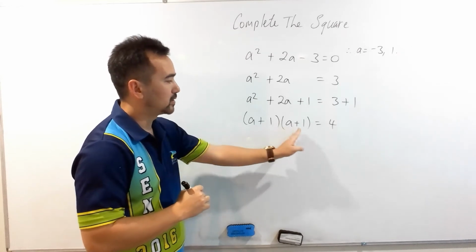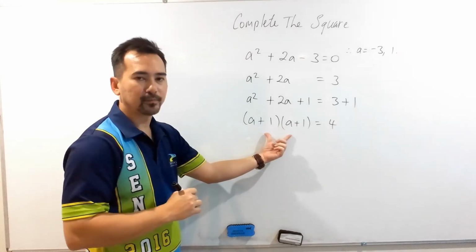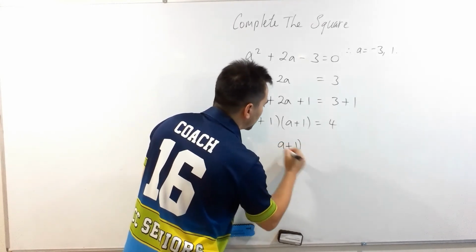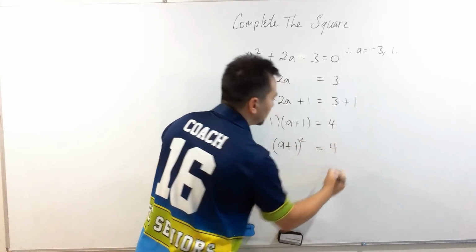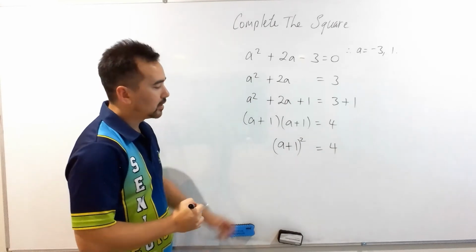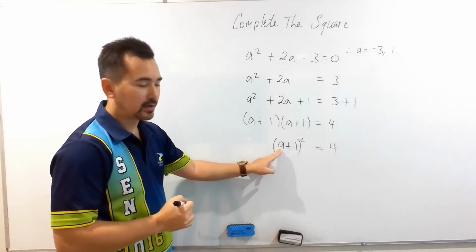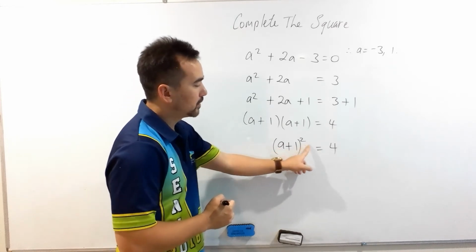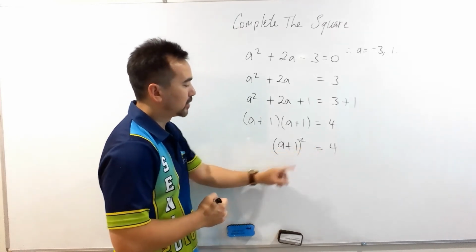The left side will match, these two products will match. And therefore we can do this. A plus 1 squared is equal to 4. Now, we're trying to solve for a, remember? So what I need to do is I need to square root both sides and then subtract the 1.